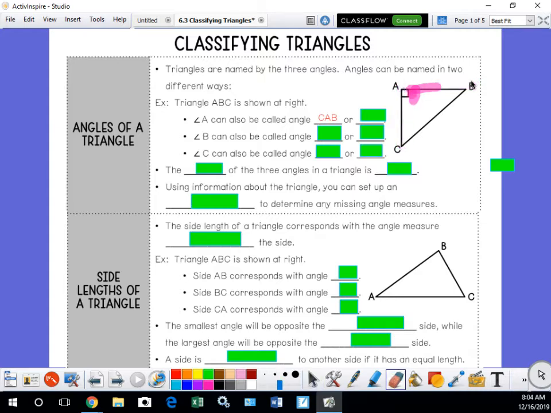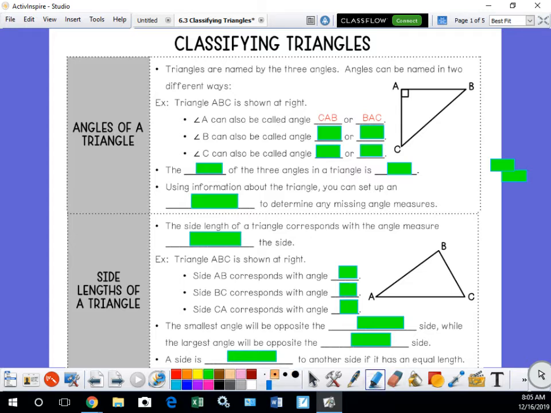We can also, to show this angle, label it as BAC, because then you're just going backwards. You're starting at B, going into A, and going down to C. So you still have angle A right here in the middle. So today during your lesson, you could see this angle marked as angle A, or angle CAB, or angle BAC. Those are all referring to the same angle.